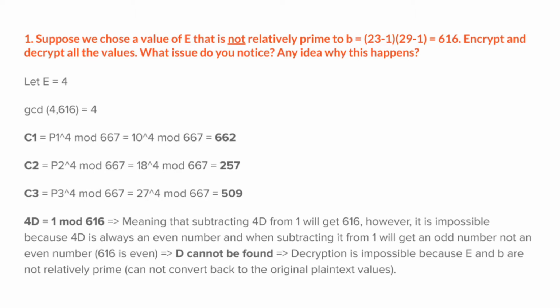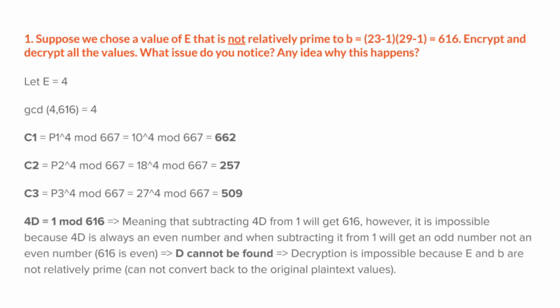First, let's think about what it means to pick a value of E that's not relatively prime to B. Relatively prime means that if the GCD of E comma B is equal to 1, then E is relatively prime to B. So we need to pick a value for E such that the GCD of E comma B is not equal to 1. In this case, we select a value for E equal to 4. If we do the GCD of 4 comma 616, we get a value of 4. So E is not relatively prime to B.